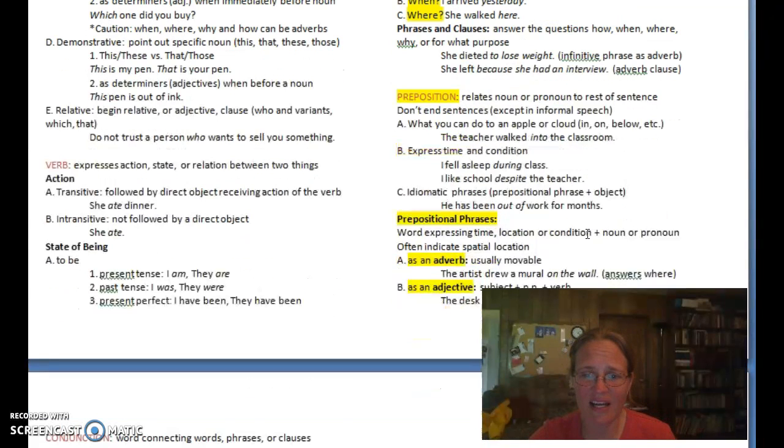The next thing I highlighted that is pretty important, especially when it comes to diagramming, is prepositions. They're these tiny little words that we use all the time and don't really think about what they're doing or how they're functioning. But when it comes to understanding grammar and diagramming sentences, they're going to play a huge role. So the easiest way to determine prepositions is to ask, can I do it to an apple or a cloud?